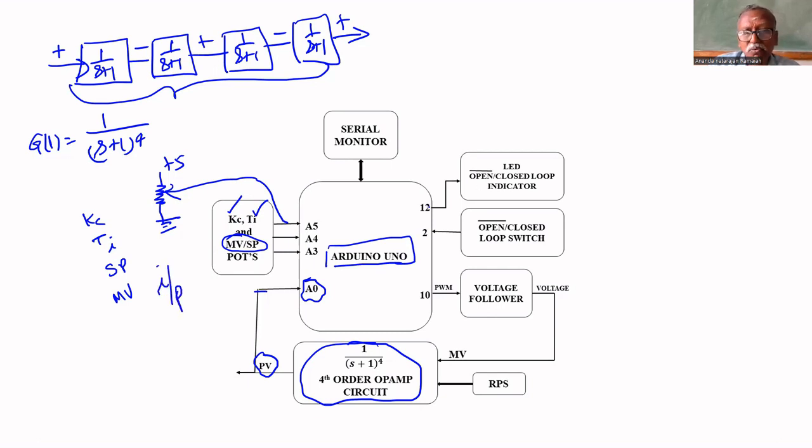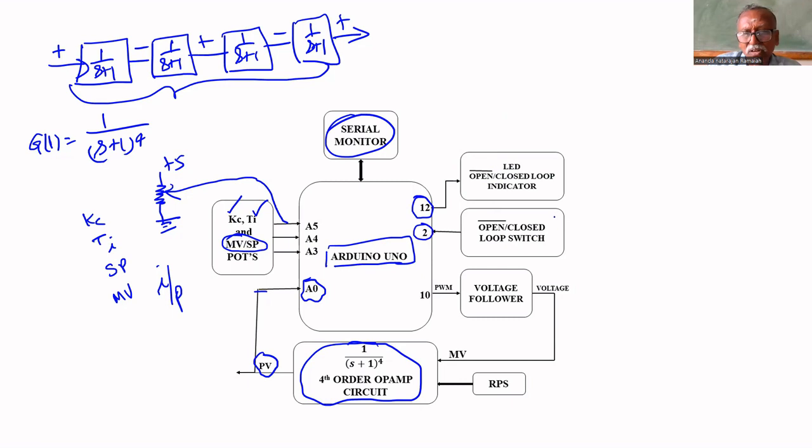If you see the output, one digital output is to indicate whether it is in closed loop or open loop. One LED is connected here at the 12th pin. It is assigned as output port. If LED is on, it is in closed loop. That way we are going to write the program. So we are going to use the serial monitor already used in the lab to monitor what is happening inside that Arduino. One more switch is there.